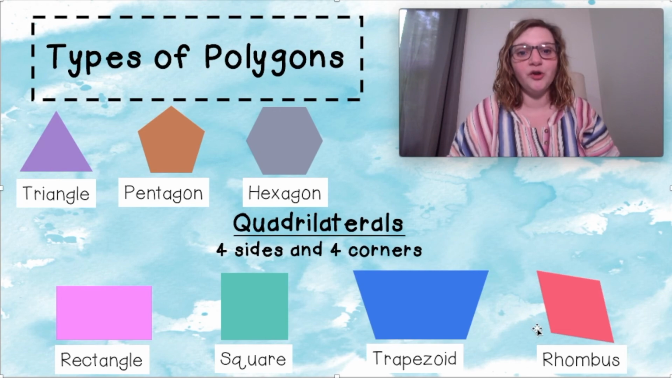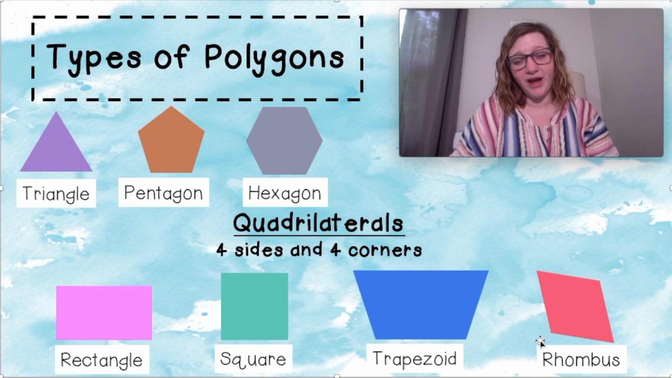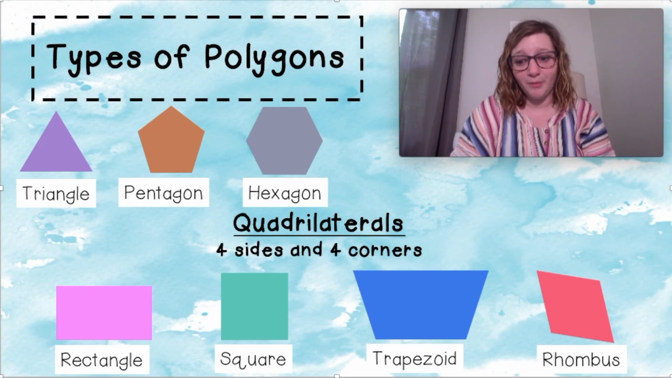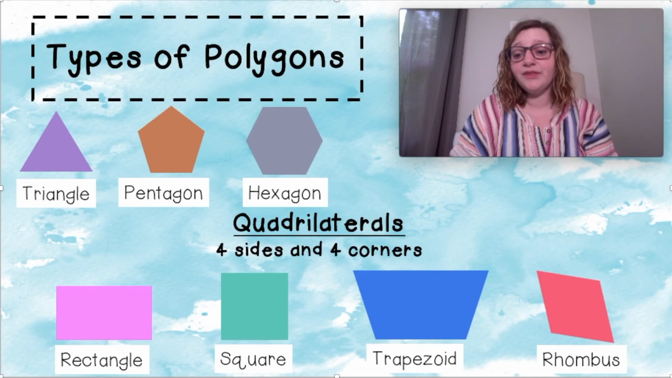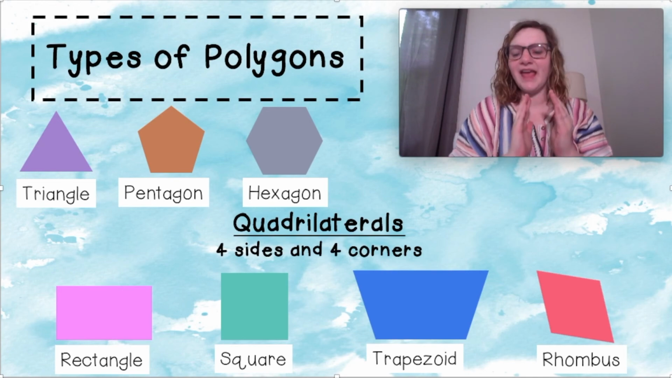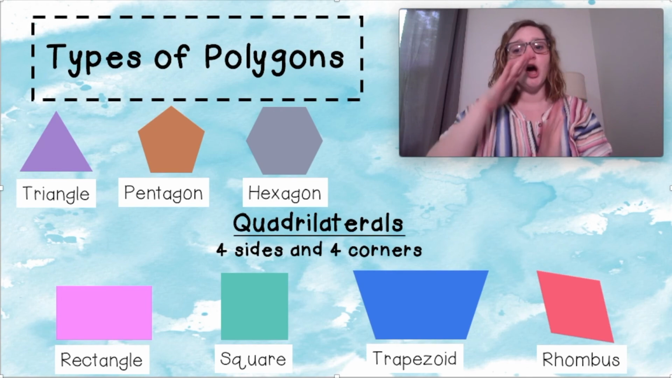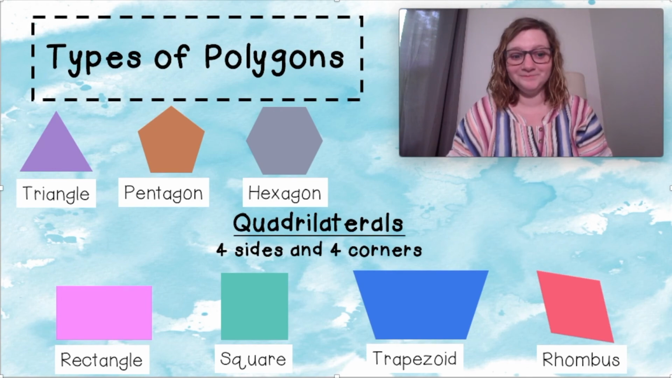This last one is called a rhombus. Now, a lot of you might know this as a diamond shape, but a rhombus doesn't have to be the perfect diamond shape. What makes a rhombus is all of the sides are the same length, but they can be in any angle. So a square, it's got to be perfect, straight up, straight down, straight to the side. A rhombus can go any which way.